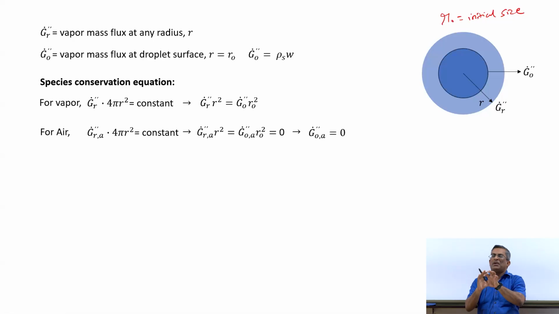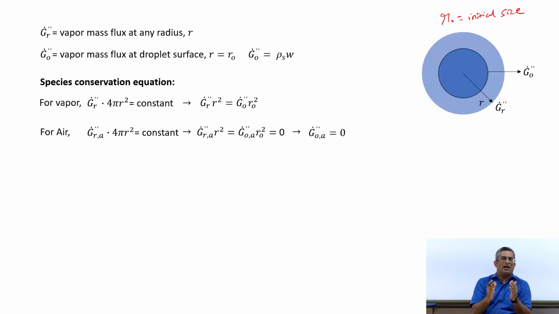So, initially you imagine at time t is equal to 0, the droplet is just starting to vaporize. You have air everywhere, and now after some time some vapor is present in air. Now, what happens to the air which is present there? One thing. Second thing is that vapor is moving this direction. So, in which direction should the air move?